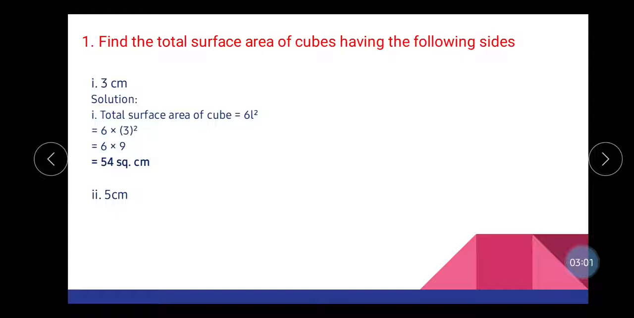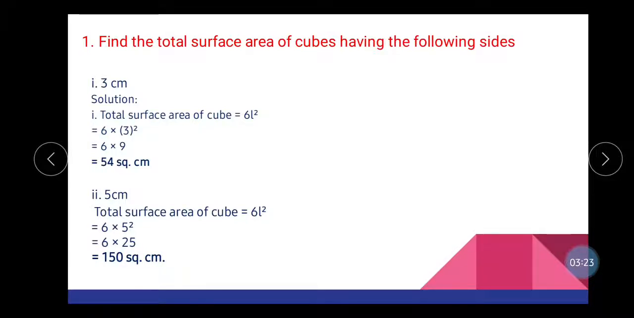Second sub question, 5 centimeter. Total surface area of cube is equal to 6L square. Now we will substitute the value. 6 into 5 square, we will get 5 5s are 25. 6 into 25, 150 square centimeter. Therefore, total surface area of this cube is 150 square centimeter.